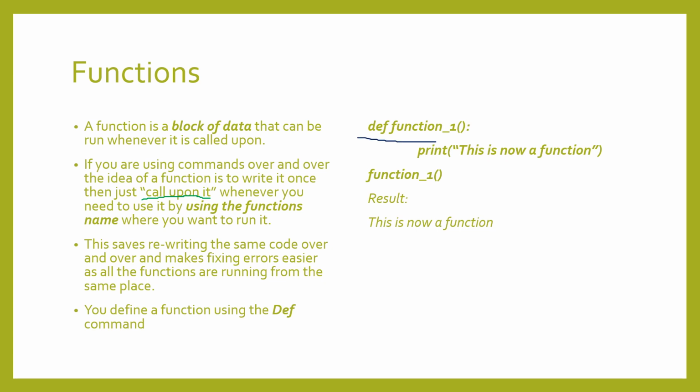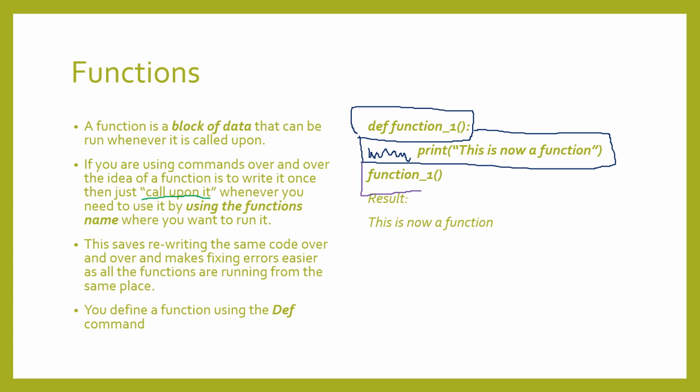Now the way you define a function is dead easy. Just write the word def for define and then write your function name. That's it. Then brackets and a colon just to say this is what I want my function to do. Now again, anything we then tab in becomes part of that function. So when we tab in, look, everything that's tabbed in becomes the action of that function. So if I just put print this is now a function, when I call upon my function, which is this bit here, function 1, I just put the name of the function in and it will run it at any point in your program.